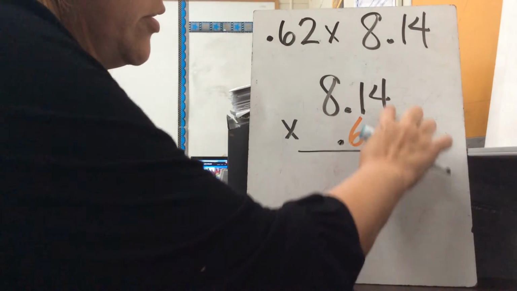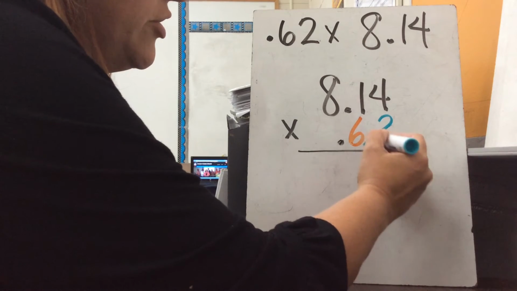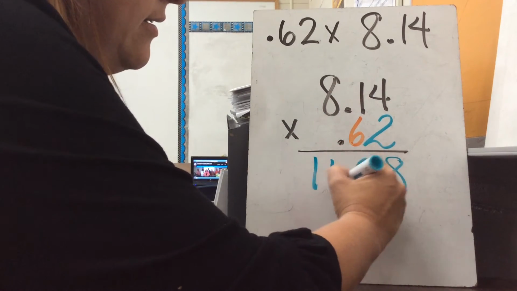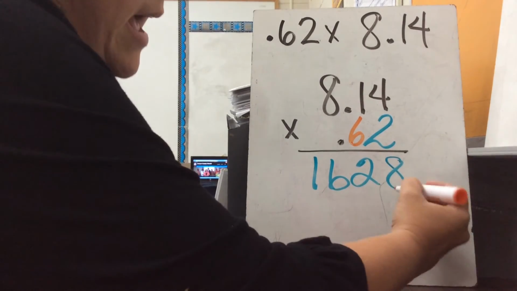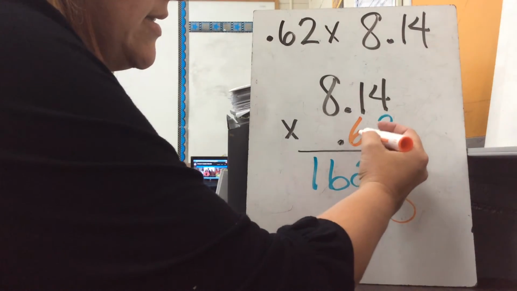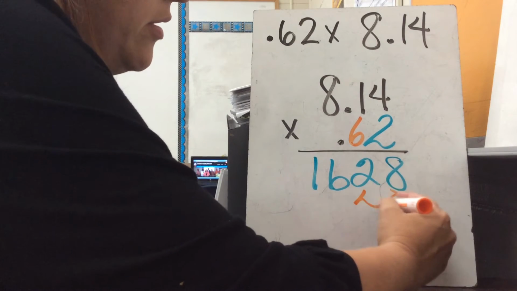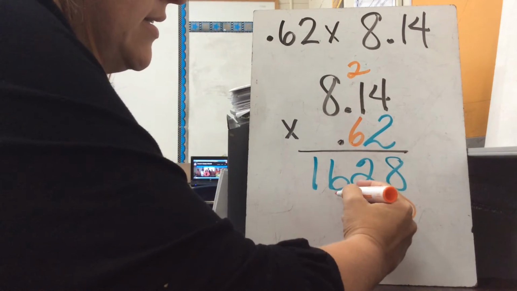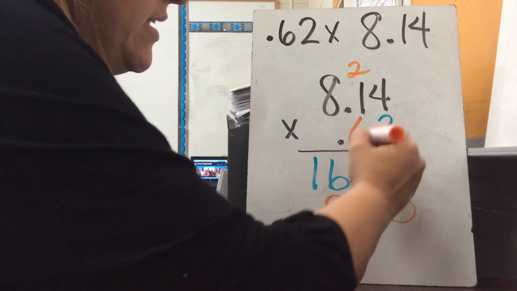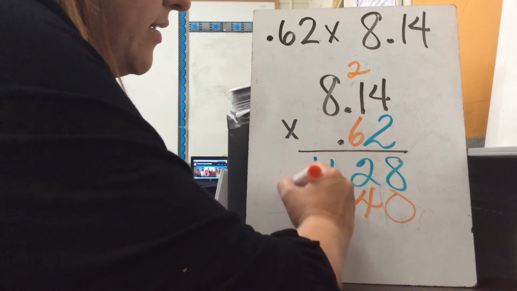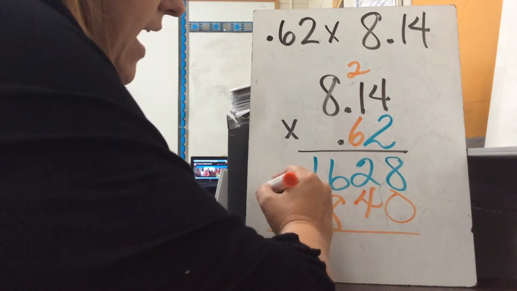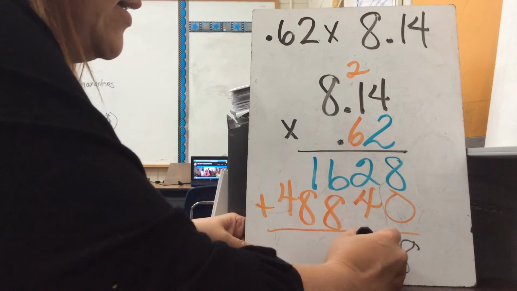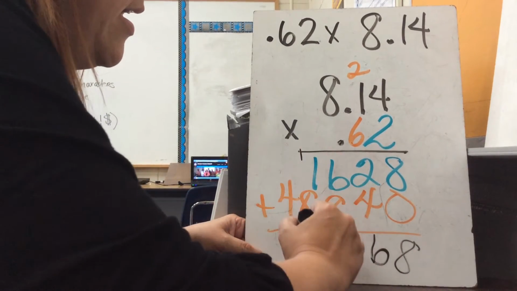Okay, now 2 times 4 is 8. 2 times 1 is 2. 2 times 8 is 16. Second line, add a 0. 6 times 4 is 24. 6 times 1 is 6, plus 2 more is 8. 6 times 8 is 48. Then I'm going to add those up, and I get 8, 6, 14, 10.